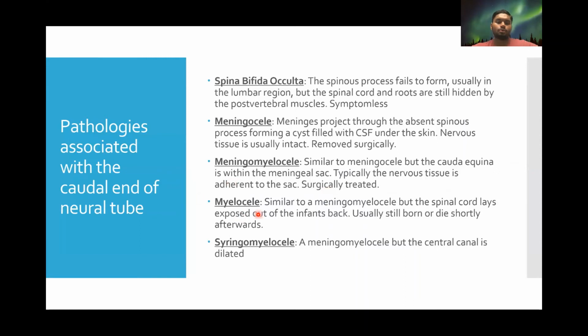Now, the next thing that we'll be talking about is a myelocele, right? So this is similar to a meningomyelocele, but instead of there being the meninges, as is shown by the name, it's just the spinal cord outpouched, a swelling of the spinal cord outside of the body. Basically, the spinal cord will lay exposed out of the infant's back. And as you could probably deduce, this is very bad. So typically the child will be stillborn, or they'll be born dead, or they will shortly die afterwards due to infection of the spinal cord.